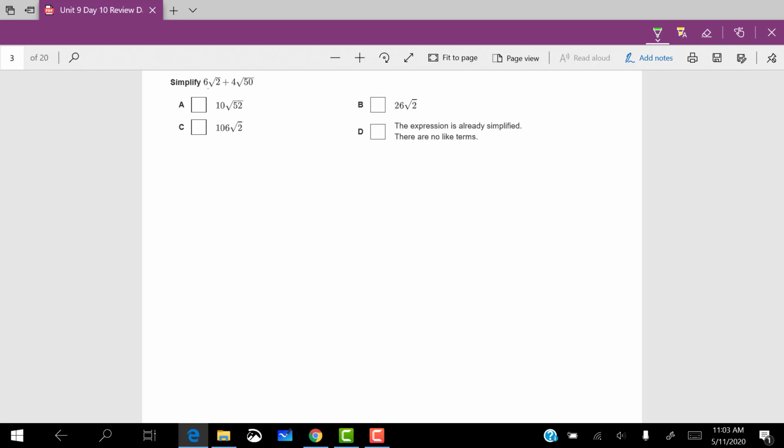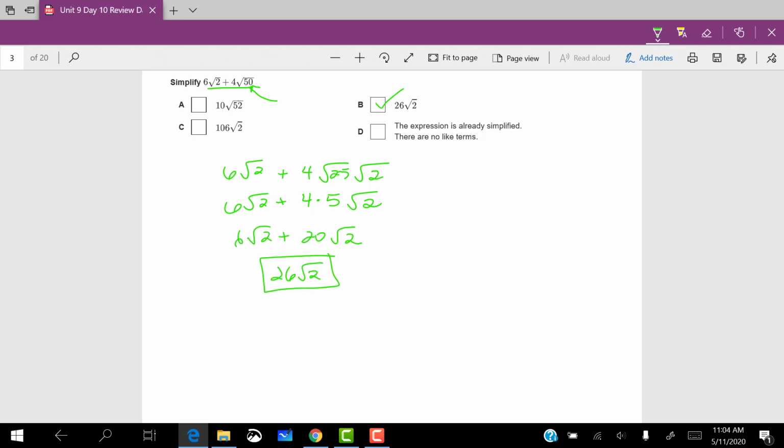To simplify this expression, you're first going to have to simplify this root 50. So 50 can be written as 25 times 2. So I've got 4 times 5 root 2. And now I can see that I have like terms, 6 root 2 plus 20 root 2, 26 root 2.